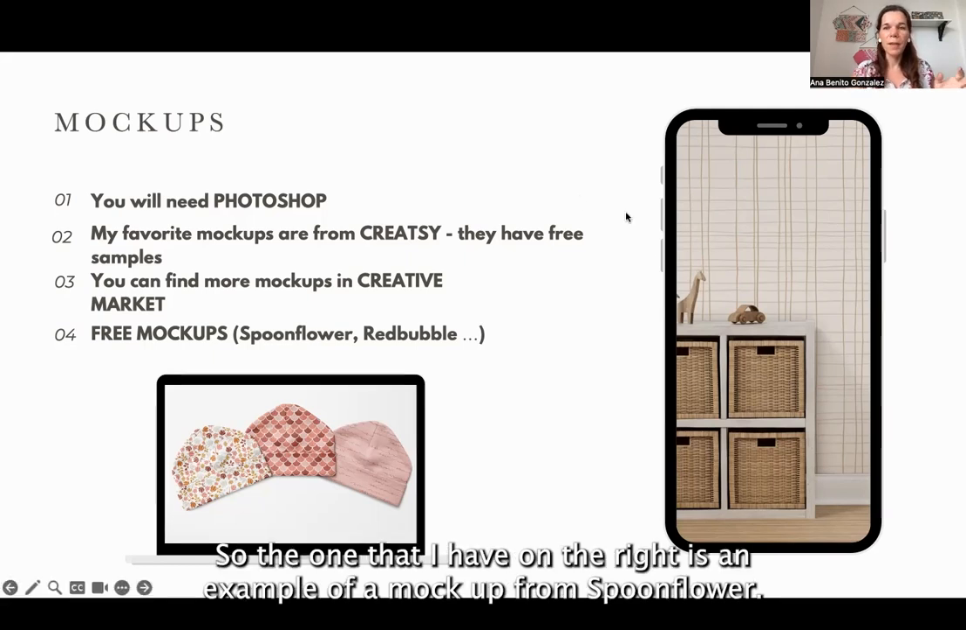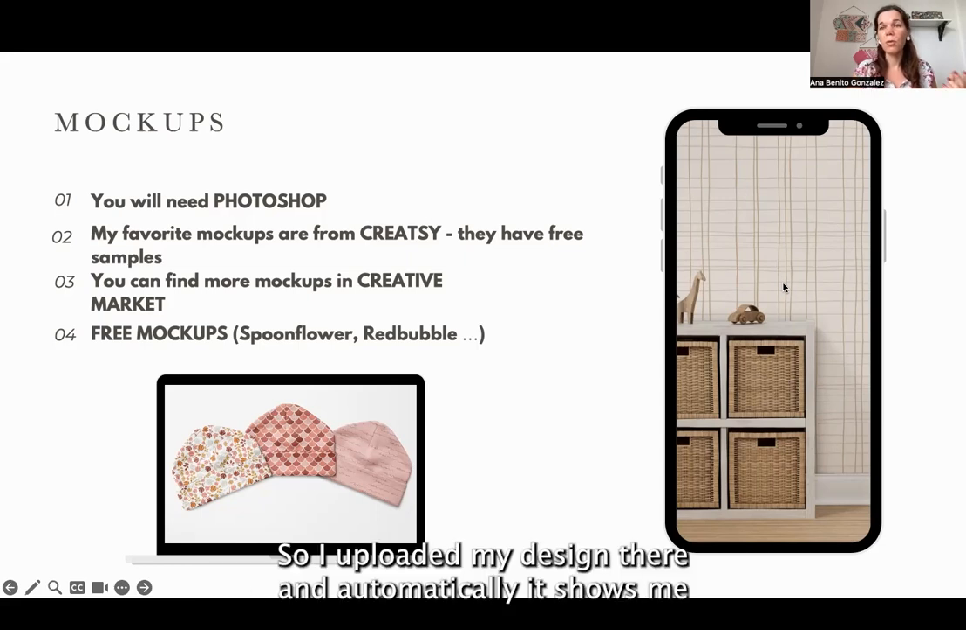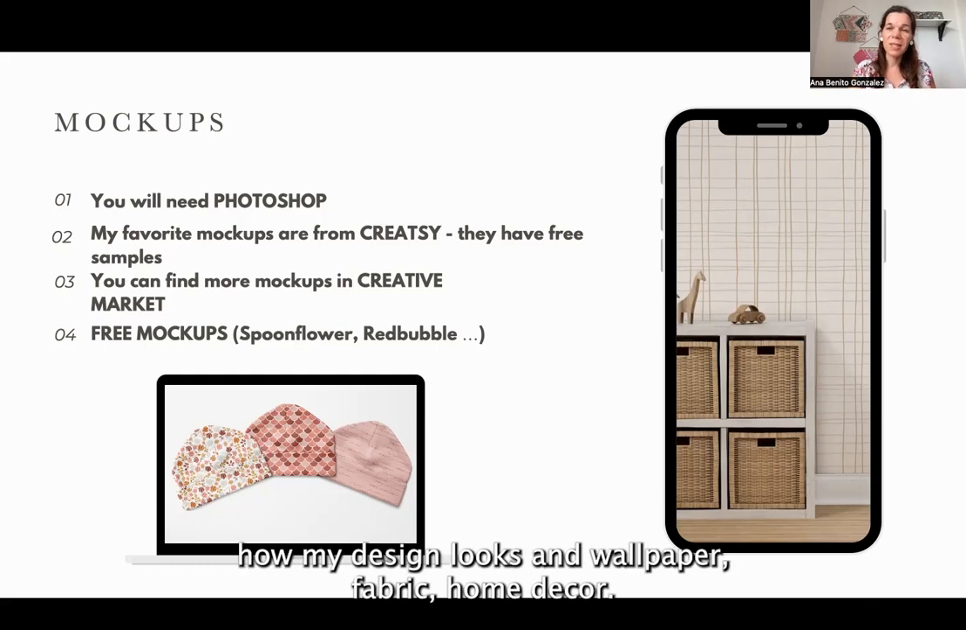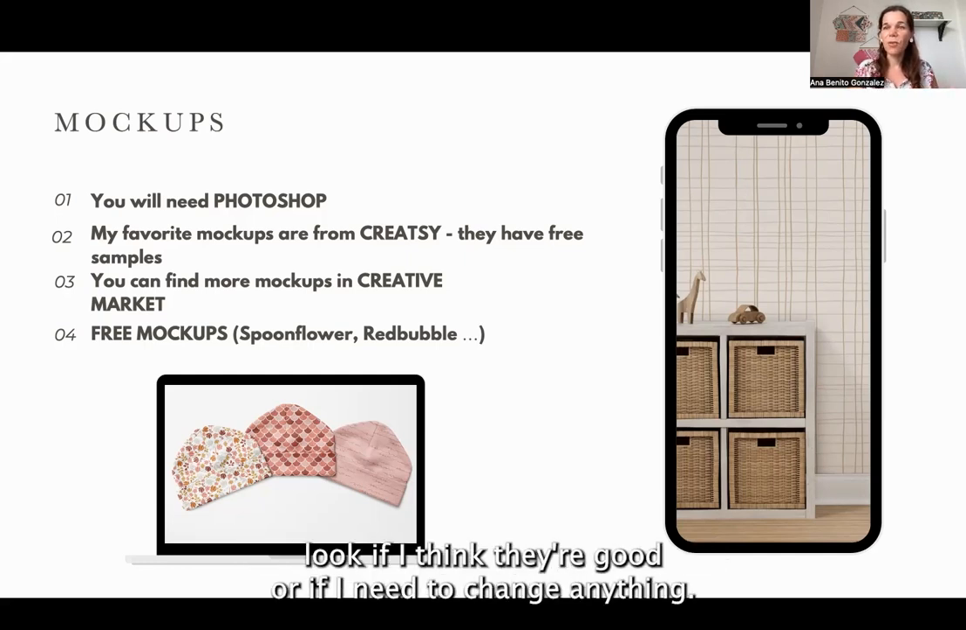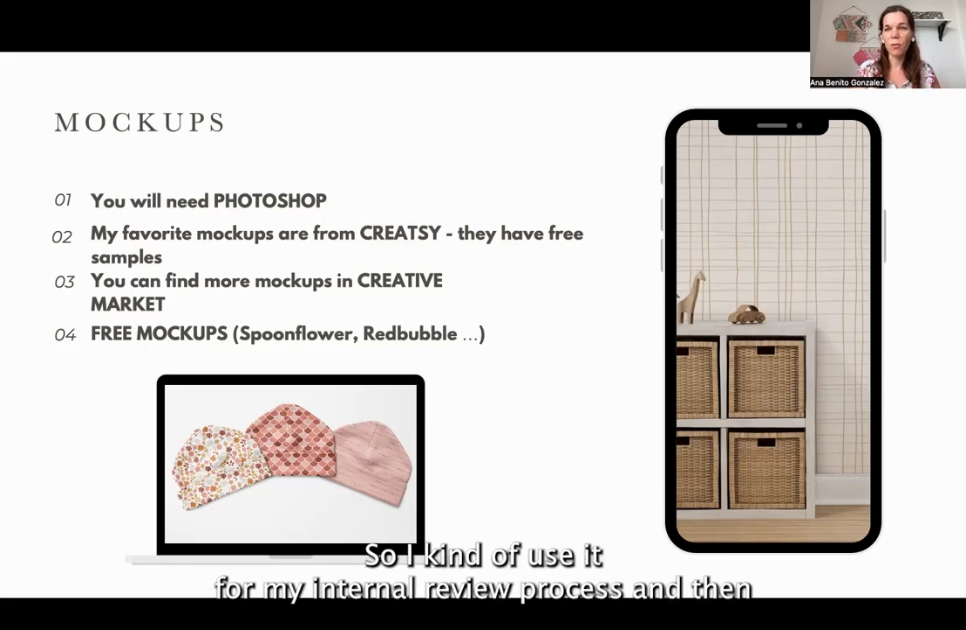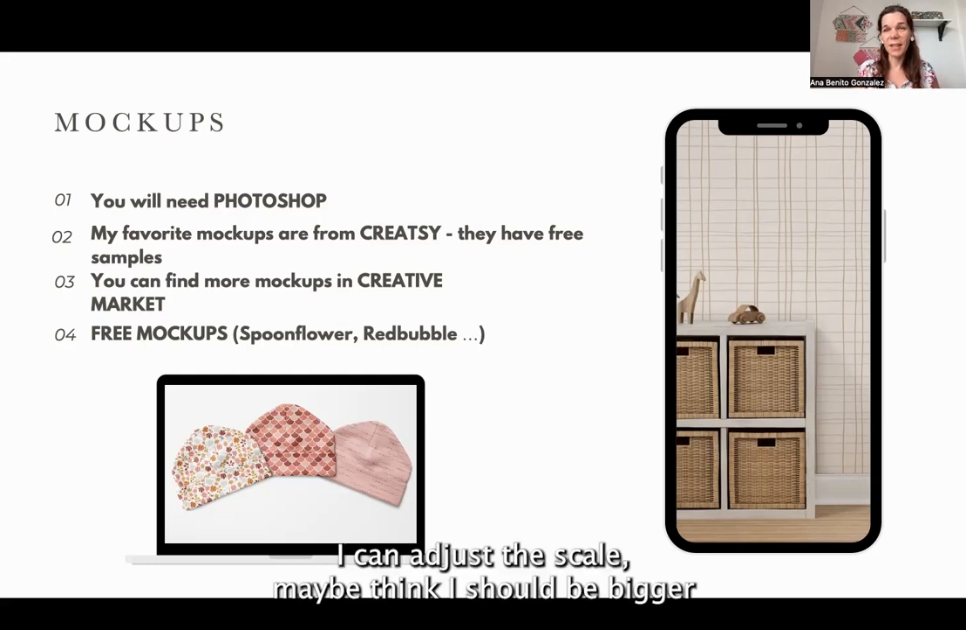The one that I have on the right is an example of a mockup from Spoonflower. So I uploaded my design there, and automatically it shows me how my design looks in wallpaper, fabric, home decor. And that also gives me a good idea of how my designs look, if I think they're good, or if I need to change anything. So I kind of use it for my internal review process. And then I can adjust the scale. Maybe I think it should be bigger for the wallpaper or smaller for the fabric.